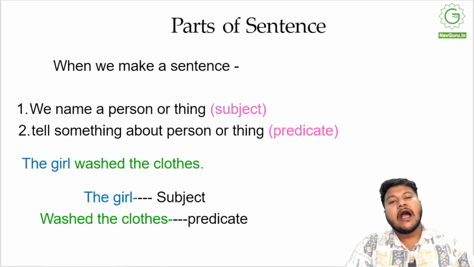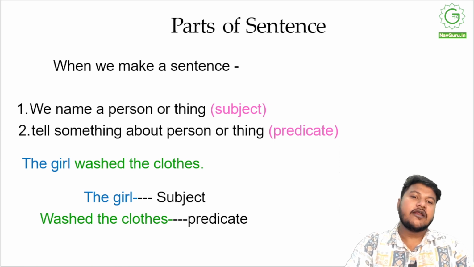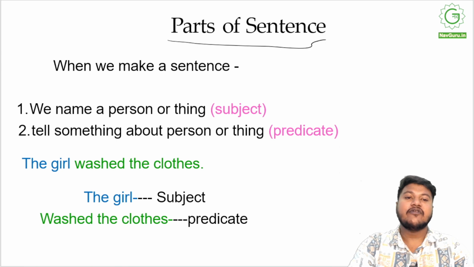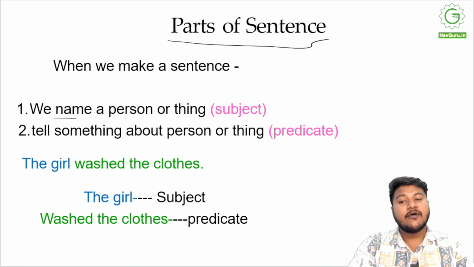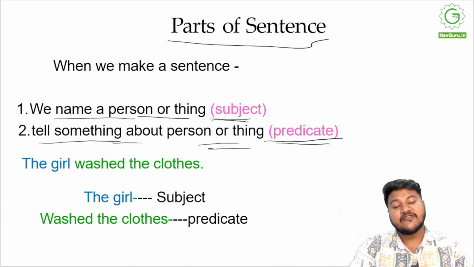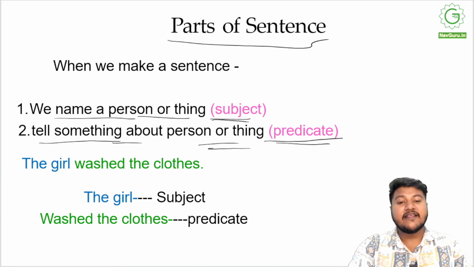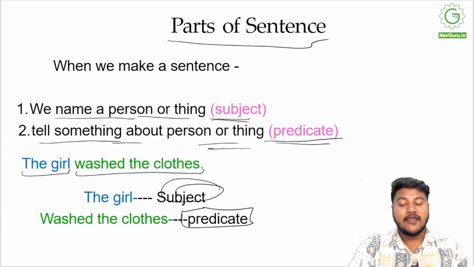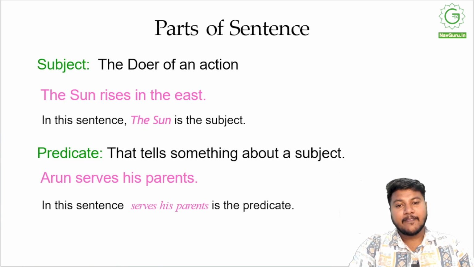Moving on, how do you make a sentence, right? Let's discuss parts of a sentence. There are 2 parts of a sentence. When you make a sentence, you name a person or a thing, that is called a subject, and you tell something about the person or thing, and that is called a predicate. So the 2 basic parts of a sentence are the subject and the predicate. So, the girl washed her clothes. Here the girl is the subject and washed her clothes is the predicate, right?